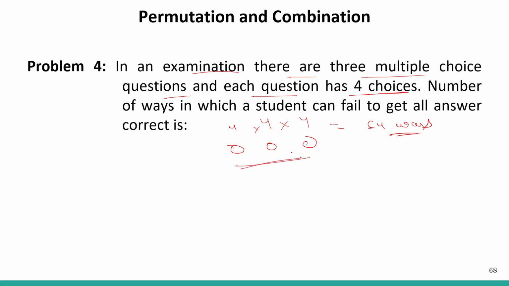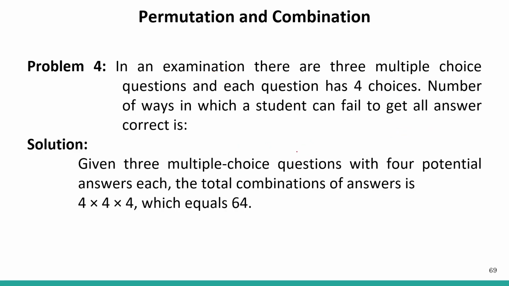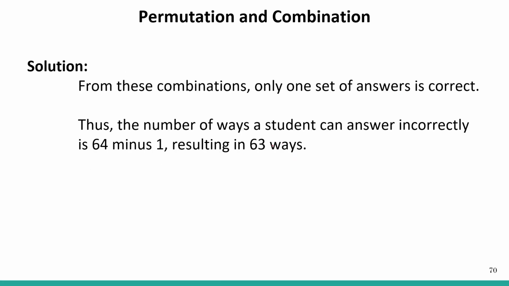So here order matters, right? Let's see how we can denote the combination which can be correct, then we subtract it from the whole thing, and what we get is the number of ways where the student can fail to get all the answers correct. From the combinations only one set of answers is correct, so the number of ways the student can answer incorrectly is 64 minus 1, that is equal to 63 ways.